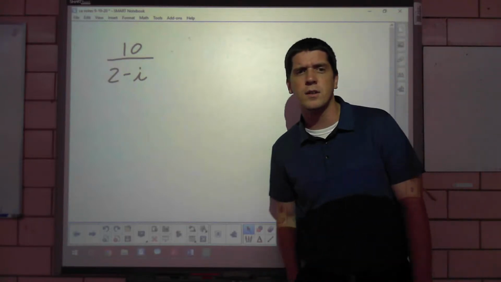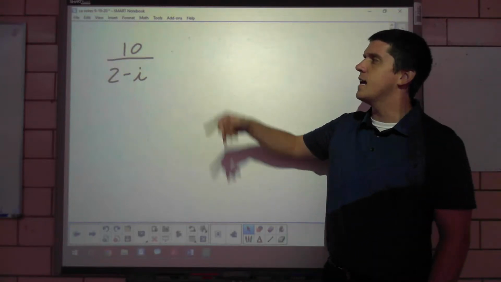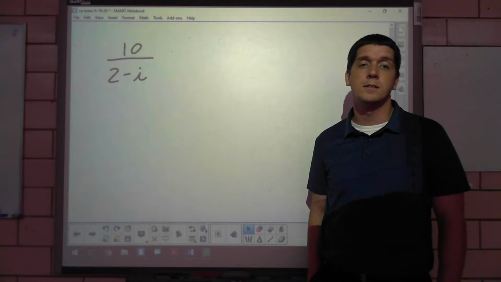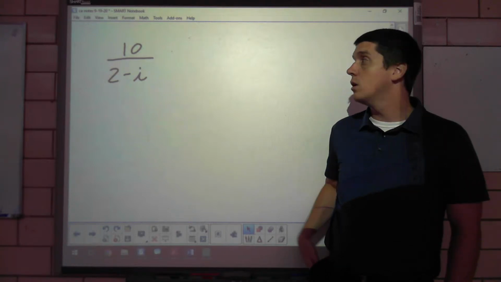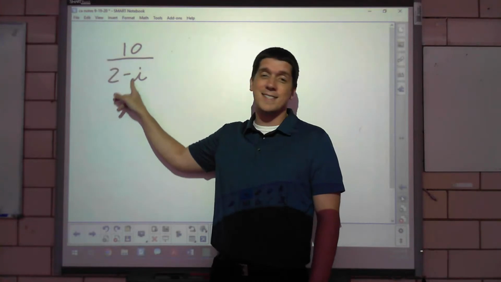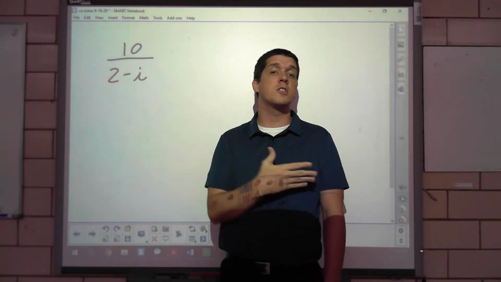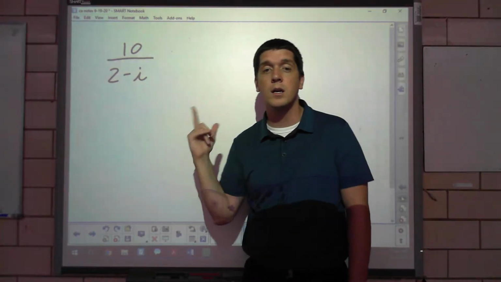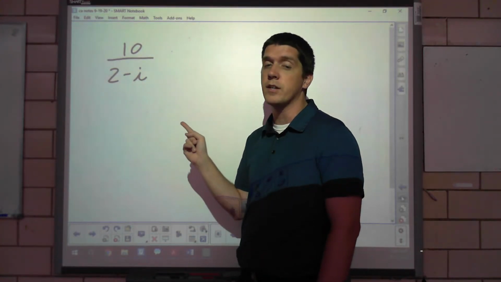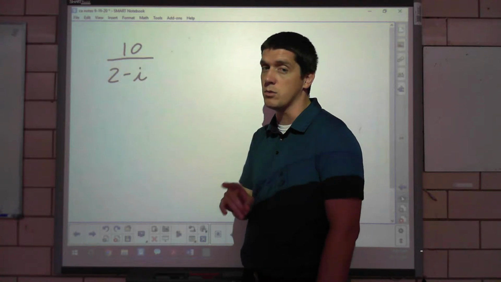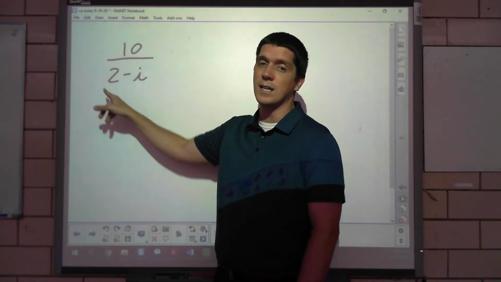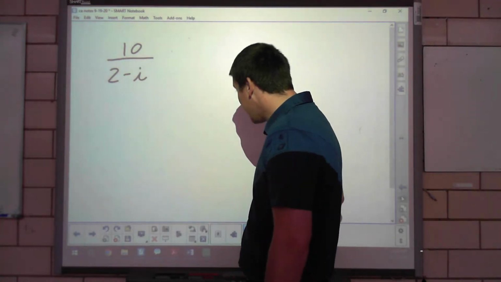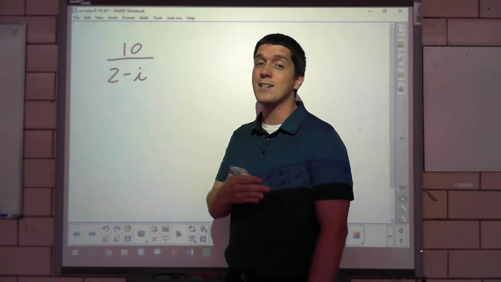So let's talk about this. I have 10 over 2 minus i. So now I have that sign, and that makes the difference. I can't just multiply by i like I did on the last problem. I can't just multiply by 2i because I have that minus sign there. If I distribute it by a single term, I have to distribute. So that's not going to get rid of this. So I need to multiply by that conjugate.